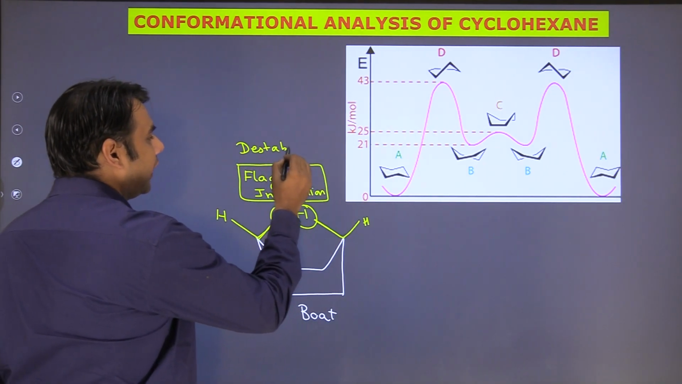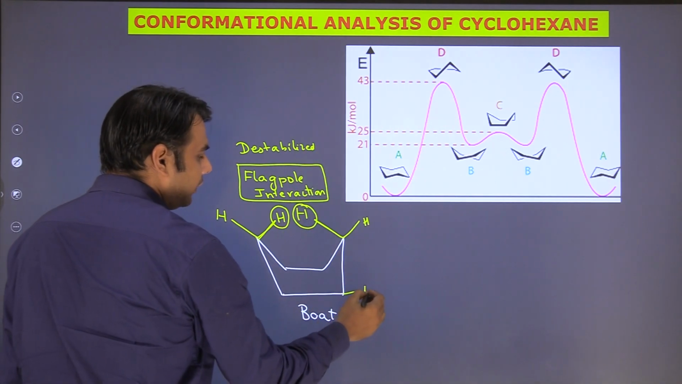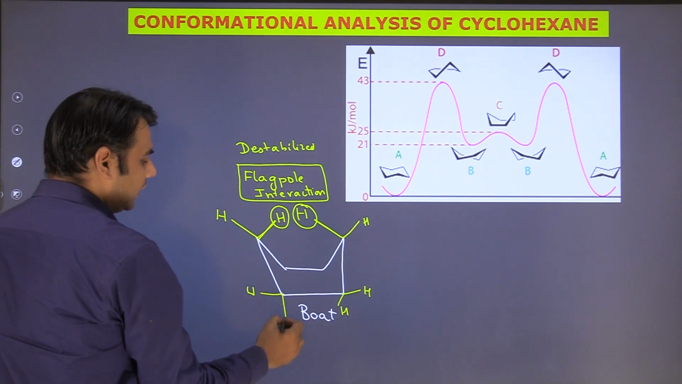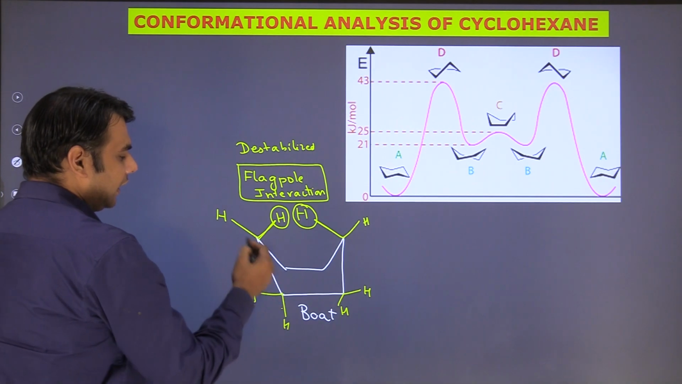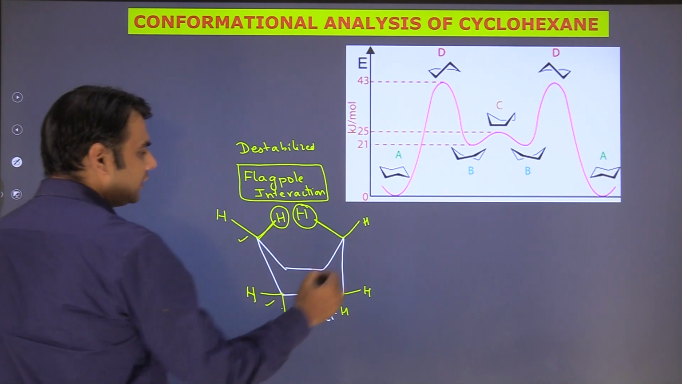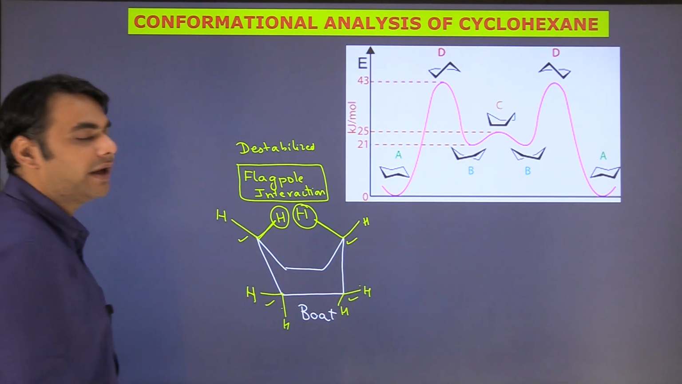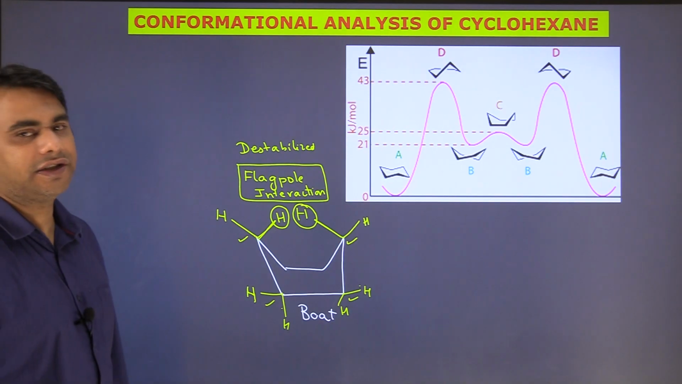Also, if you look at this particular form, you can say that these bonds are staggered, but these bonds are basically eclipsed. So it will have some eclipsed bonds as well, and because of the flagpole interaction it is destabilized.